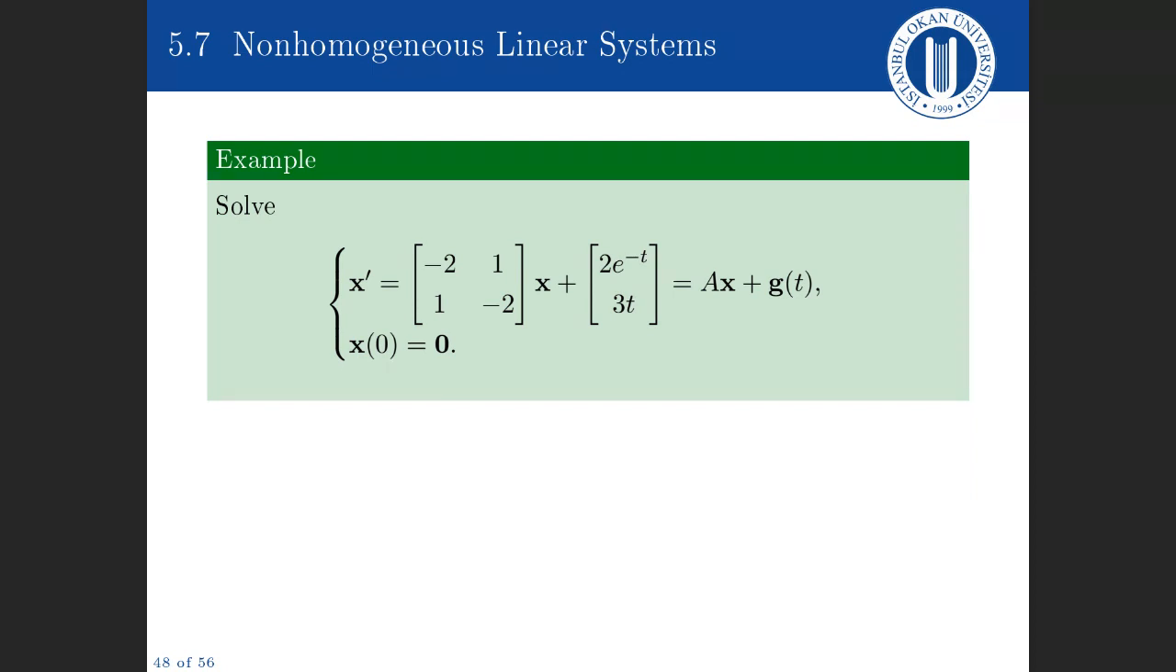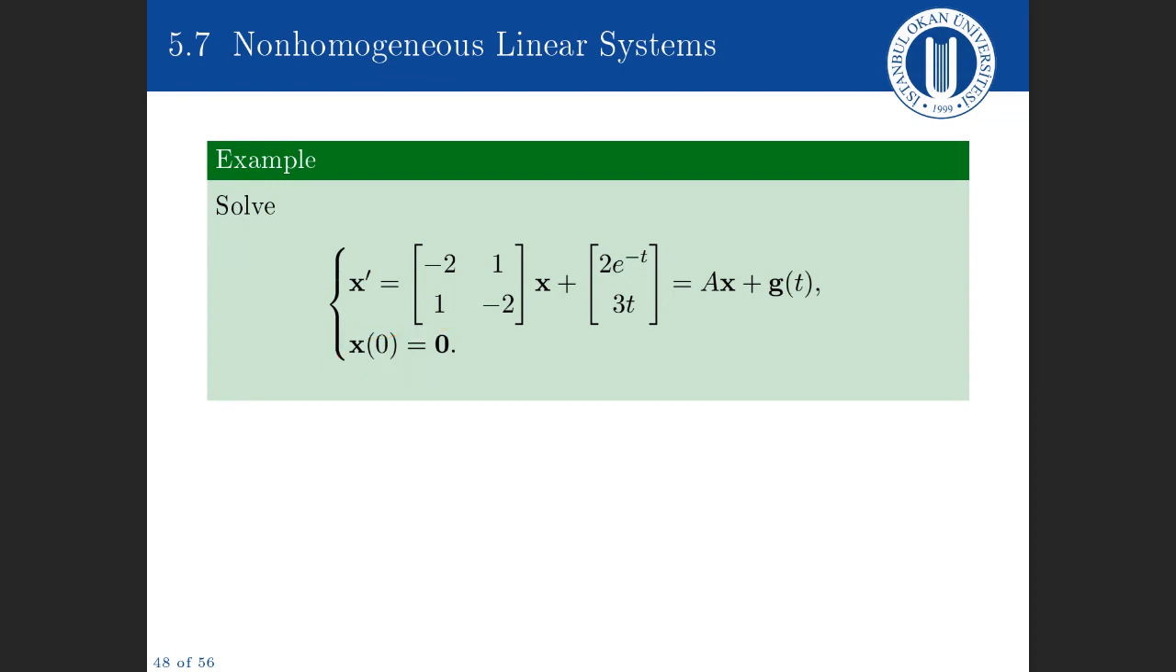So for example, let's do this one again. Solve x prime is equal to [[-2, 1], [1, -2]] x plus 2 e to the power minus t, 3t. This is slightly different. If we're going to use the Laplace transform, we need an initial condition. So this time, an initial value problem with the initial condition x at time 0 is equal to the 0 vector.